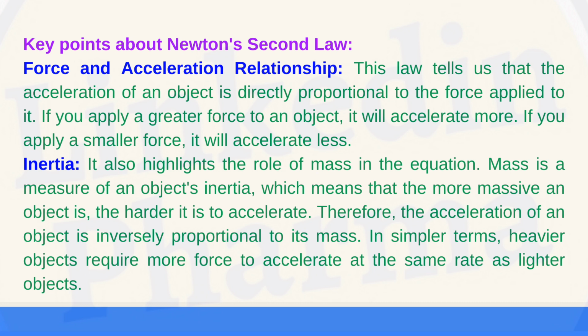Inertia. It also highlights the role of mass in the equation. Mass is a measure of an object's inertia, which means that the more massive an object is, the harder it is to accelerate. Therefore, the acceleration of an object is inversely proportional to its mass. In simpler terms, heavier objects require more force to accelerate at the same rate as lighter objects.